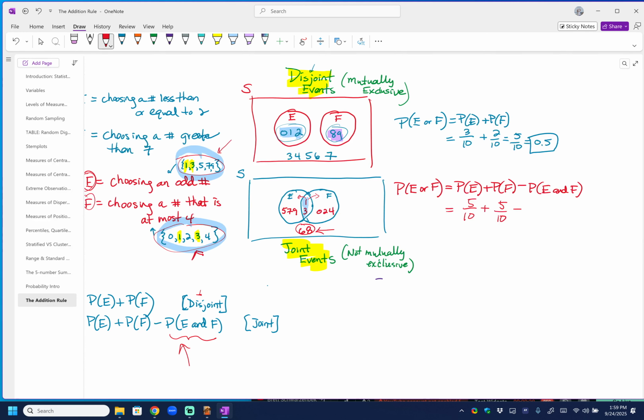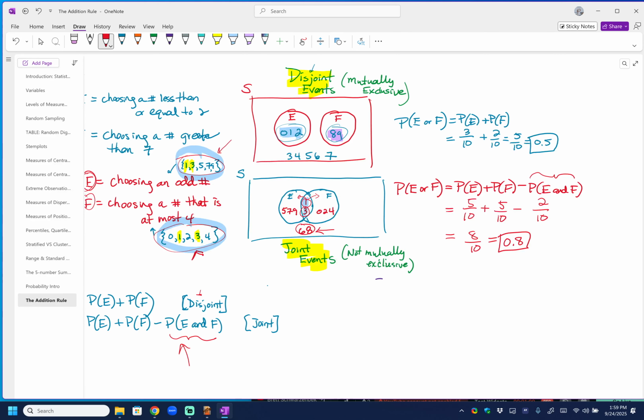So what does that mean for this? This right here represents the probability of the overlap occurring. Here we have 2 outcomes in the overlap out of 10. So therefore we need to subtract that out and we will get 8/10 or 0.8 as our probability.